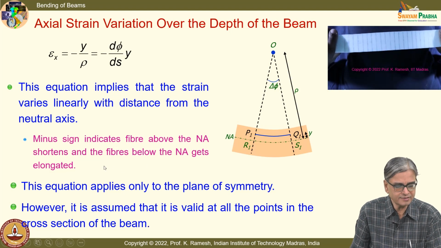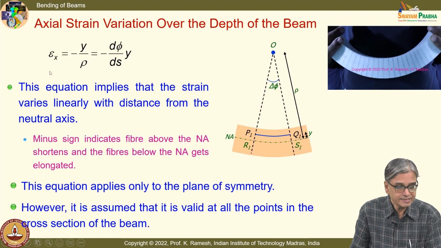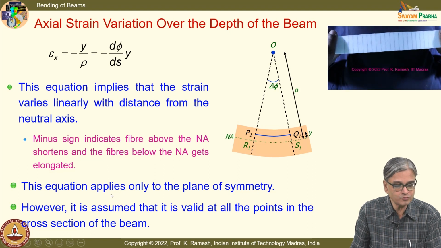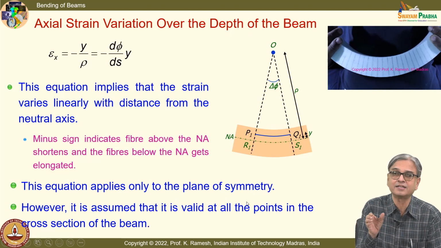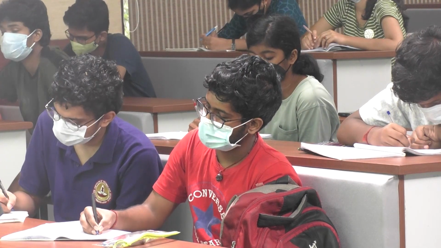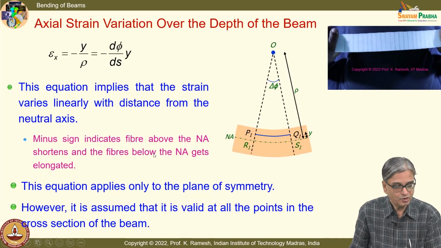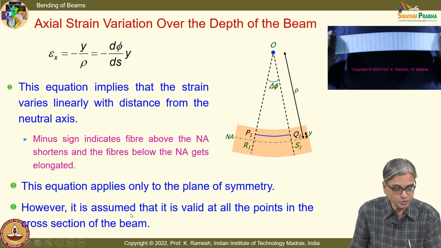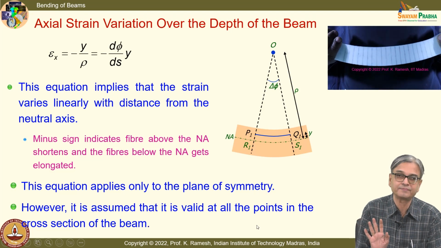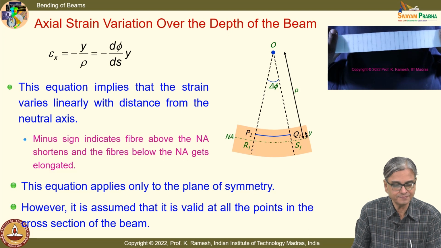And from all the discussion we have done so far, this equation applies only to the plane of symmetry. We have never recognized whether the specimen has any thickness. Fine, we have still not brought that aspect at all. Even though it is valid only for the plane of symmetry, it is assumed that it is valid at all the points in the cross section of the beam. So, this is the happy approximation.